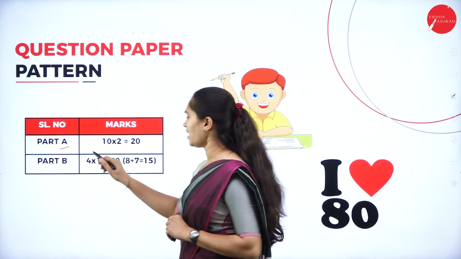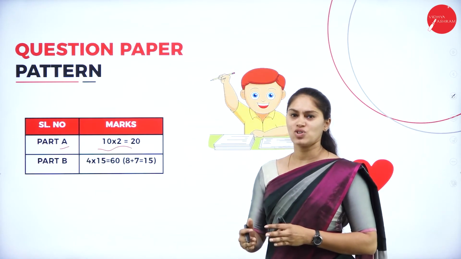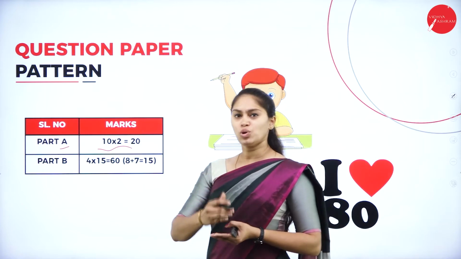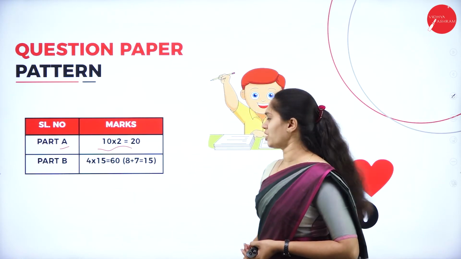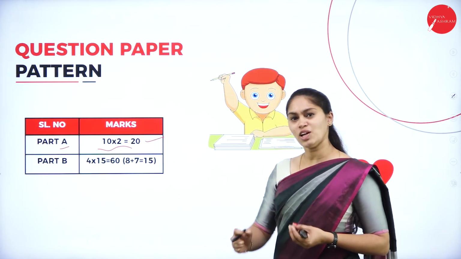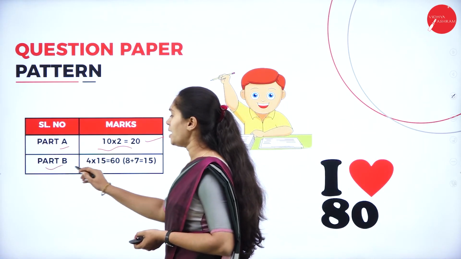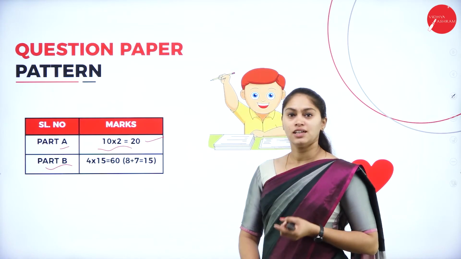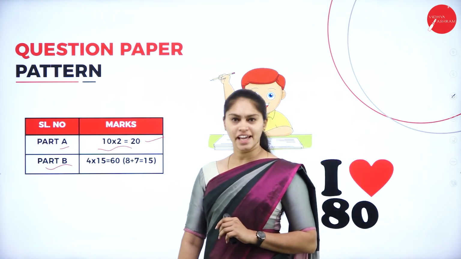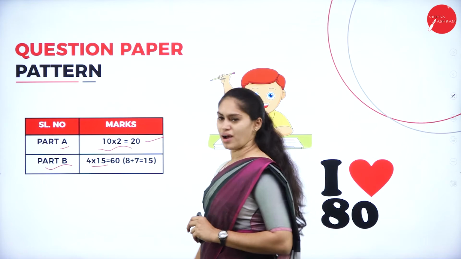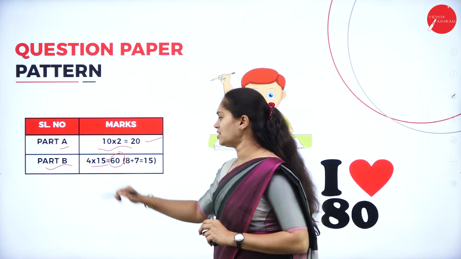In part A, you are going to have 10 questions of 2 marks each. That means you have to answer 10 two-mark questions, and for that you get 20 marks. Then what about the other 60 marks? That is in part B. In part B, you are going to get 4 questions and each question carries 15 marks. So totally it will be for 60 marks.